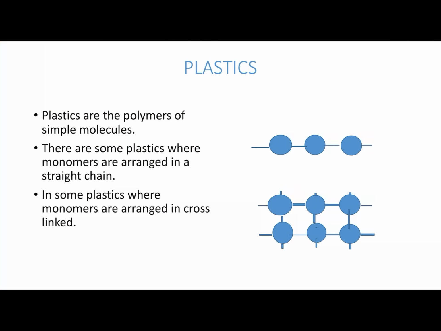In some other plastics, the monomers are cross linked, and such plastics are said to have cross linked arrangement, and they are generally known as thermosetting plastics. Have you ever wondered how this is possible?